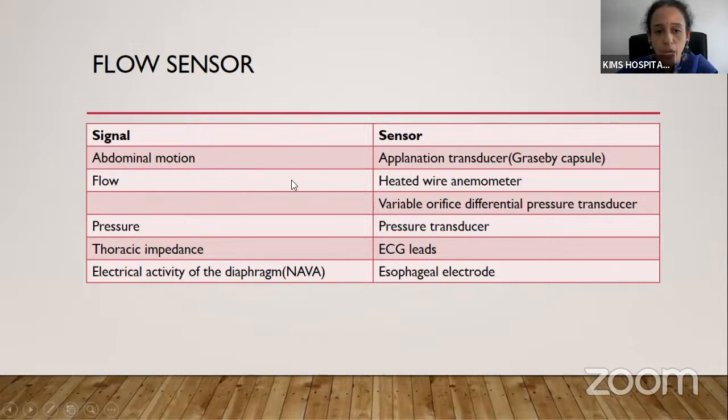The one which is commonly in use is the one with the heated wire anemometer. And then the variable pressure orifice differential pressure transducer is available in some ventilators. The latest one detects the electrical activity of the diaphragm, which is called the NAVA method, neurally adjusted ventilatory assist, which measures the electrical activity changes in the diaphragm with the help of the transesophageal electrodes.